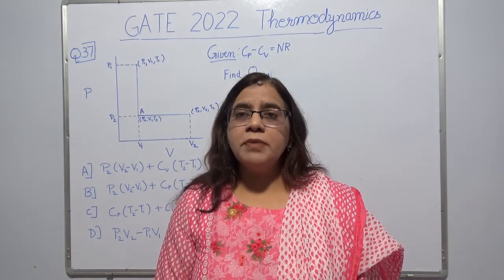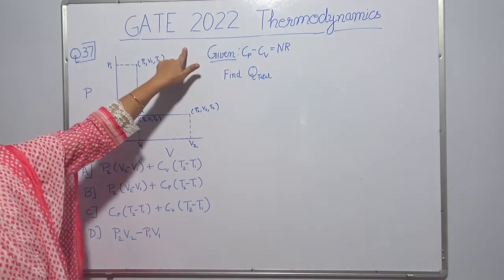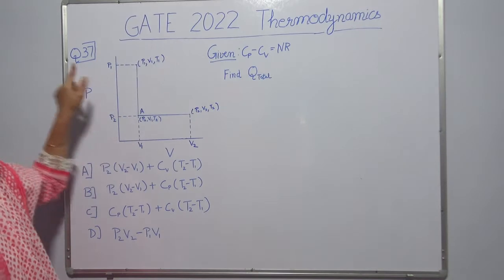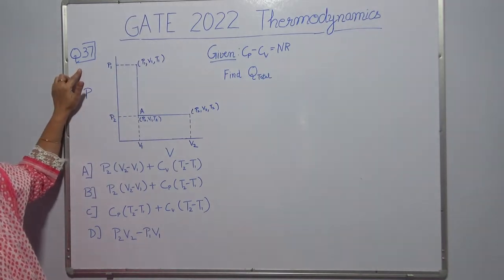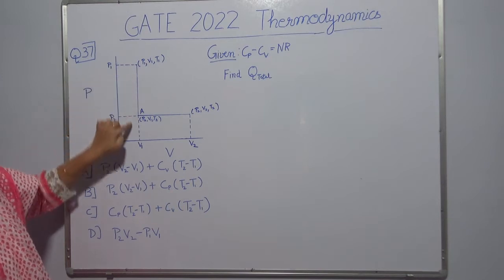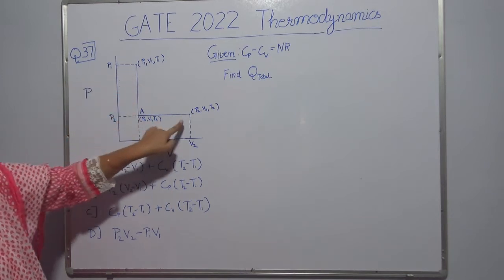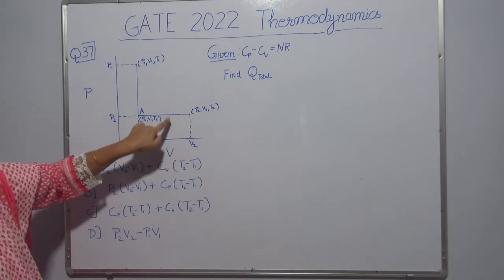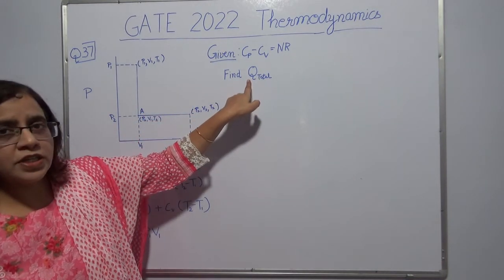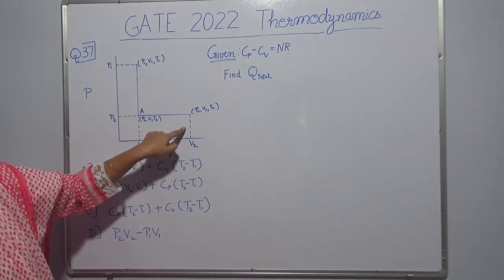So this is the second part of solving problems on thermodynamics which appeared in GATE 2022. We are going to solve first problem 37. In this problem it contains a combination of two processes. One is your constant volume process, the other one is constant pressure process, and they have asked you to find out what is the total heat transfer for the combination of these two processes.